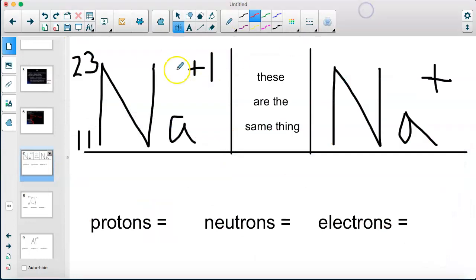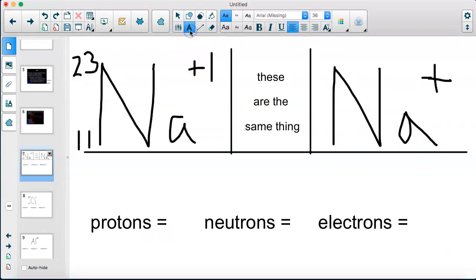Cool. Okay. So similarly with the charges, right? If it's just a plus in the upper corner, that just simply means +1. Scientists are lazy, so we abbreviate things where we can. If you see a minus sign, that just means -1.